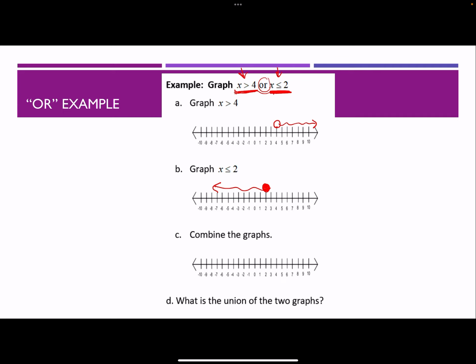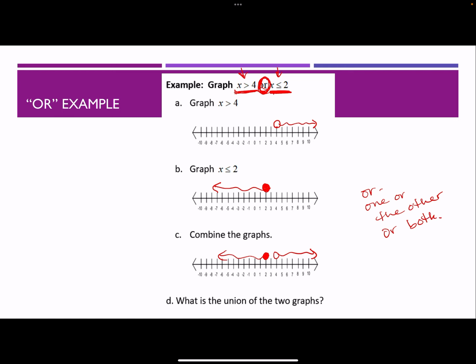So now I've graphed each of these parts in isolation. I'm going to combine these two graphs. Combining the graphs would look like this. I'm just literally recopying them on the same graph. Once I combine the graphs, now I need to think about the word that connected these and made this a compound inequality, the word or. Remember, in math, or means one or the other or both.